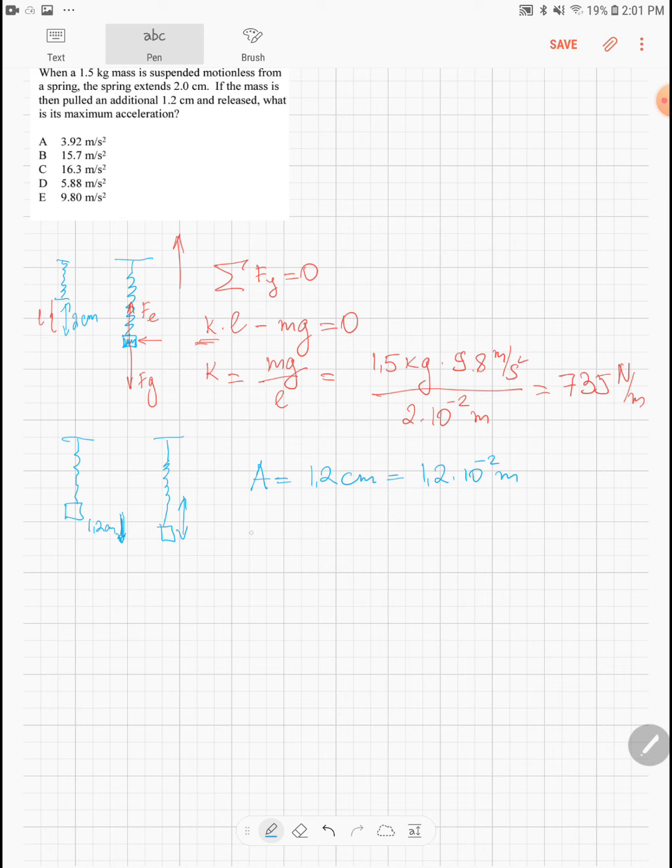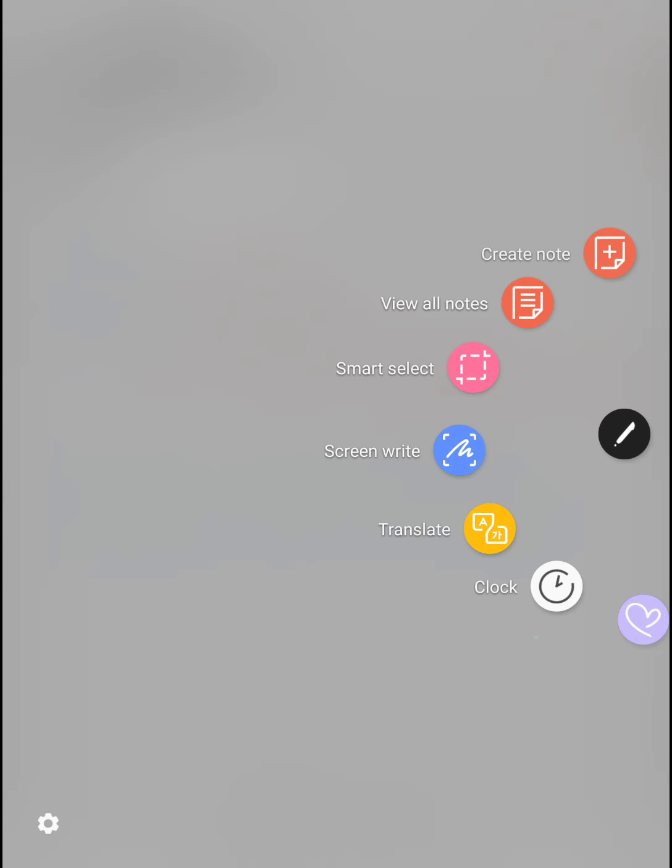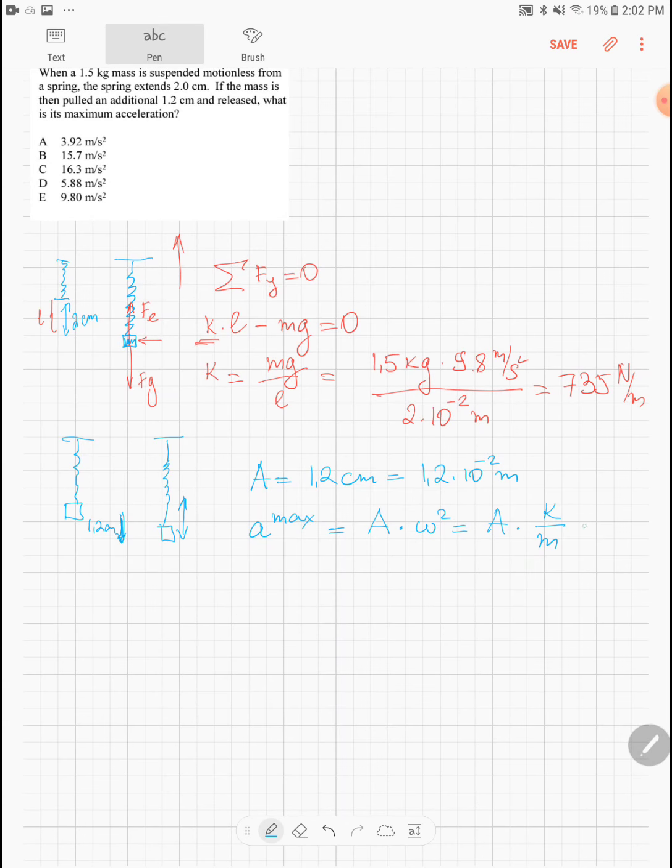Okay, what we need to find is the maximum acceleration. We know the equation that the maximum acceleration is given by A times the angular frequency squared. The angular frequency for this elastic system, omega, is the square root of k over mass, but we need omega squared, so it is just k over mass. Okay, we found k before, so we just substitute all the numbers.